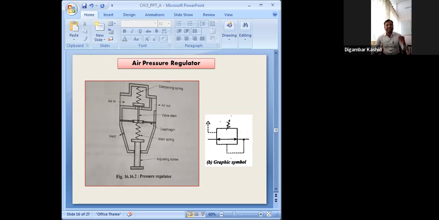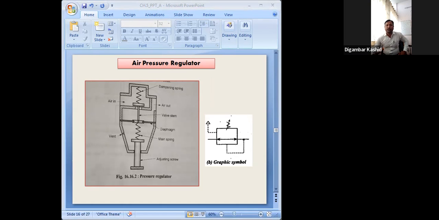See, the filtered air delivered by the air filter will come inside this regulator. This is the inlet. Then this is the damping spring. Getting it?